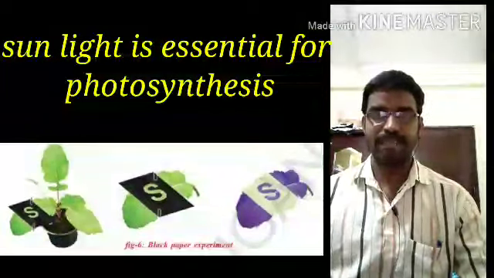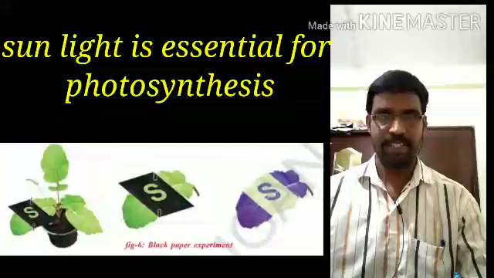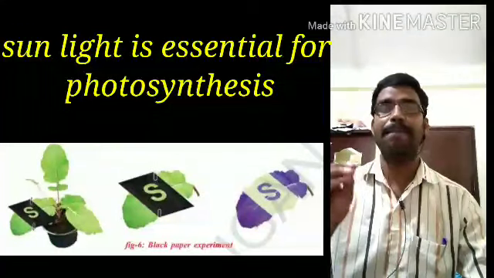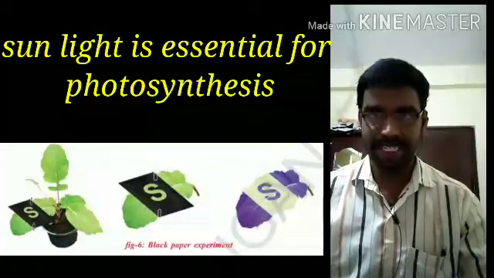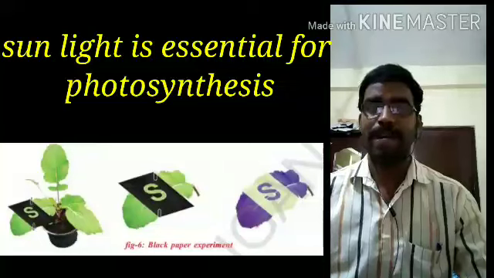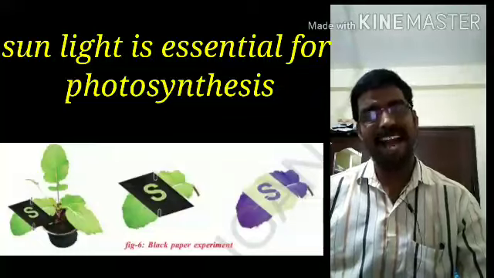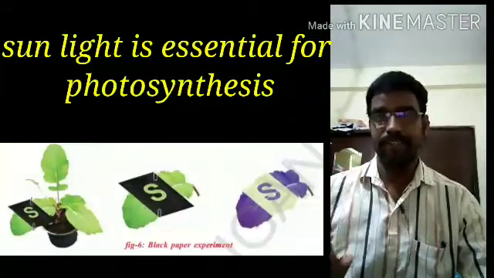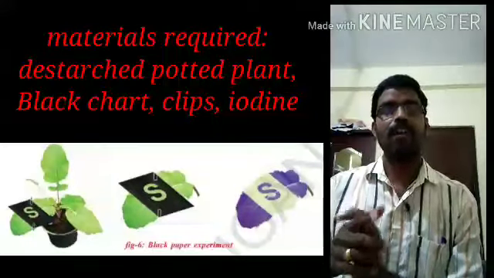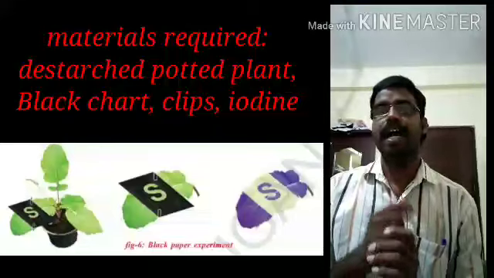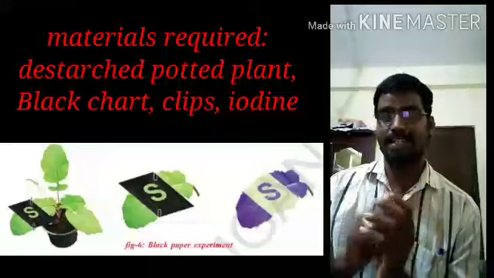So we have to do one activity for this. Take a potted plant with destarched leaves. For destarching, we have to keep the plant in a dark room for 1 week. After that, you have to take that plant, arrange one black paper on the leaf, and tightly fix the black paper or black chart to some part of the leaf. And after, you have to take this entire setup to the sunlight. After 3-4 hours, you have to cut the leaf and do the iodine test for starch.